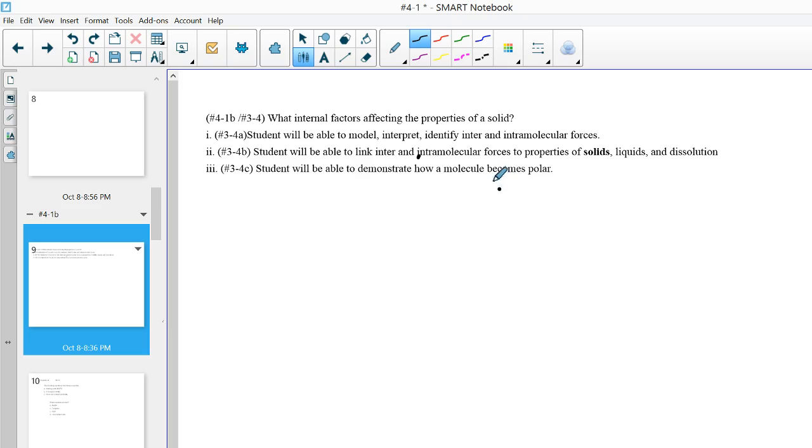This is something that is maybe a little bit more prevalent in the bonding chapter. I always say that 3-4 is the same as 4-1B, and it pretty much is. This leans a little more towards states of matter and solids. Either way, so our first question.